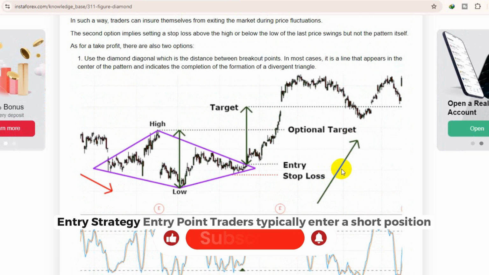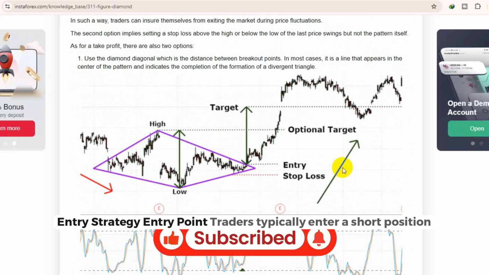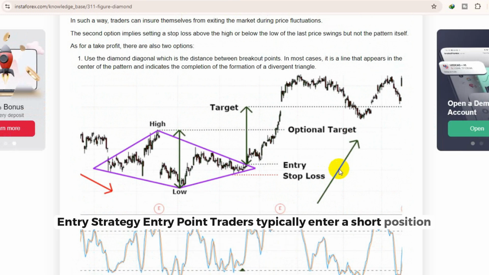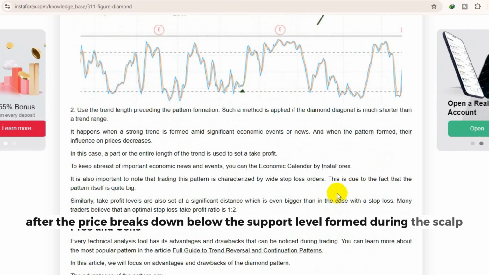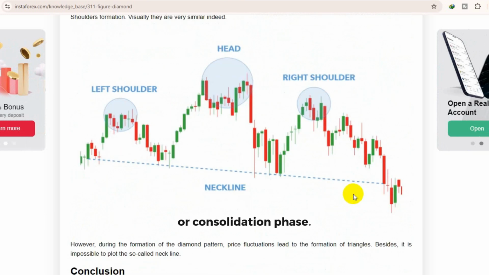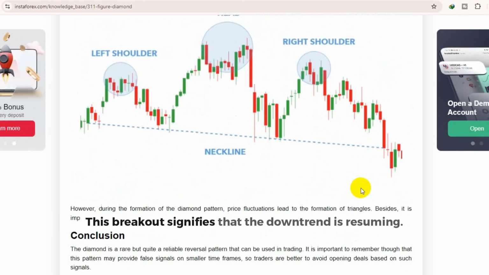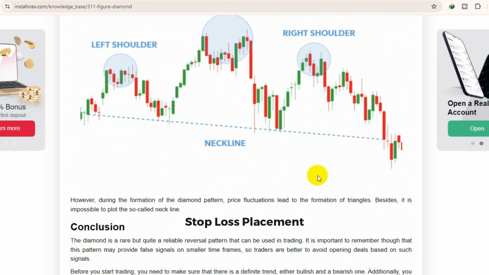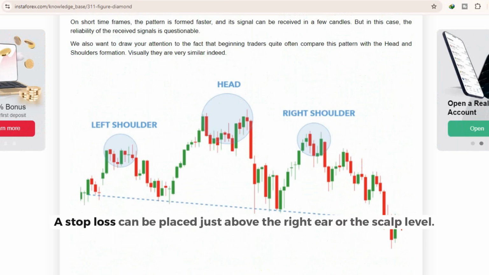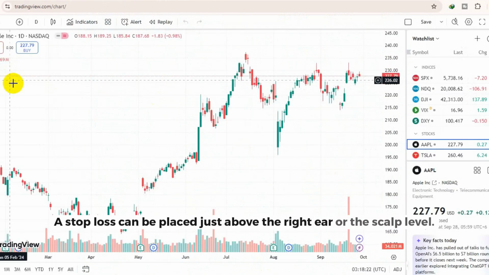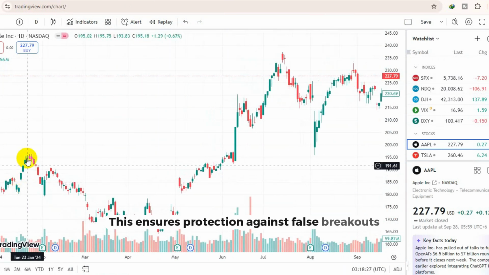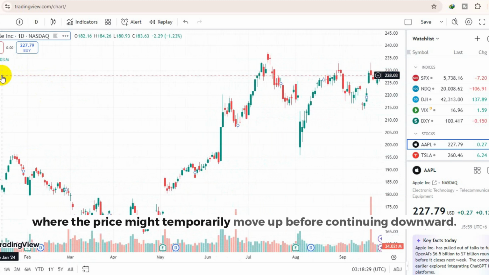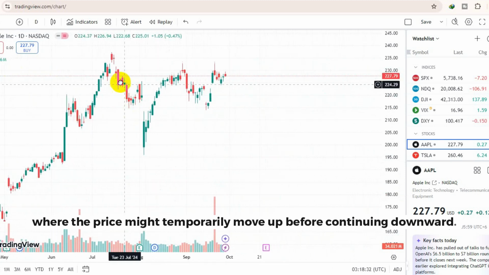Entry strategy. Entry point. Traders typically enter a short position after the price breaks down below the support level formed during the scalp or consolidation phase. This breakout signifies that the downtrend is resuming. Stop loss placement. A stop loss can be placed just above the right ear or the scalp level. This ensures protection against false breakouts where the price might temporarily move up before continuing downward.